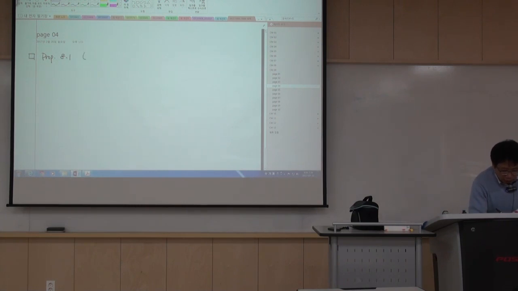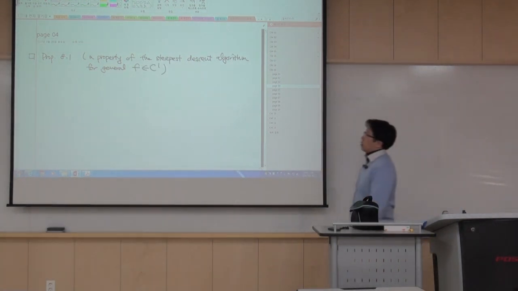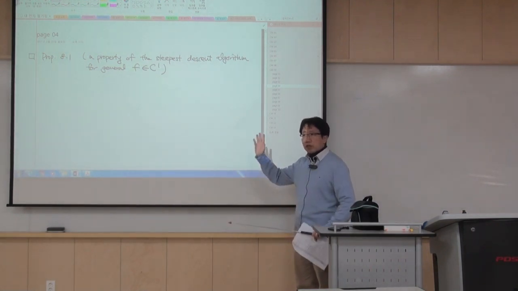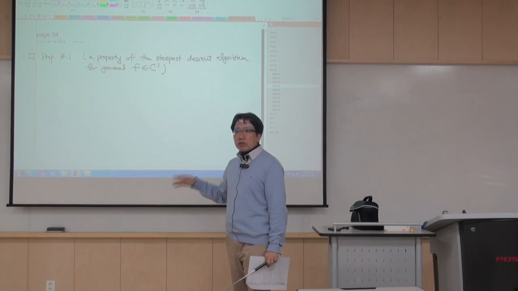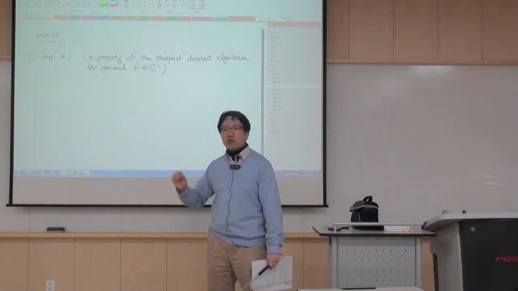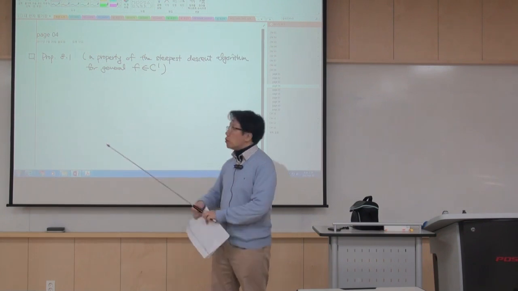So this is a property of the steepest descent gradient algorithm for a general function f that is continuously differentiable. So this is very general, and you will see other results that are mostly applicable to quadratic functions only. So this is general.